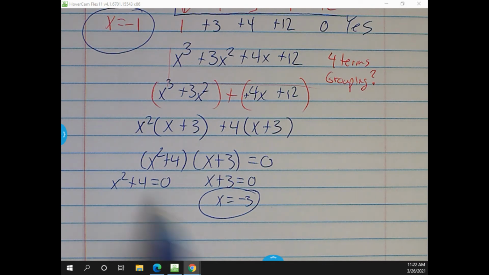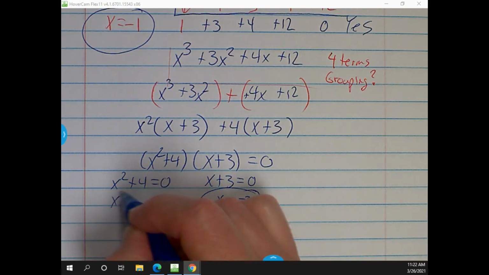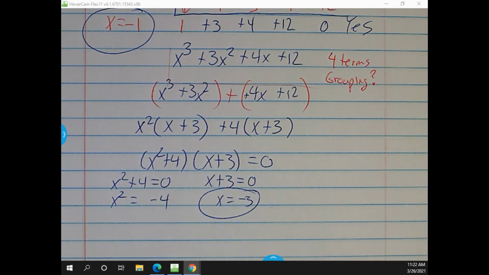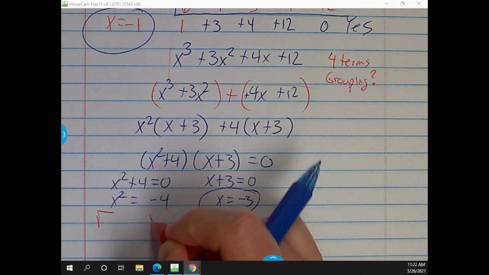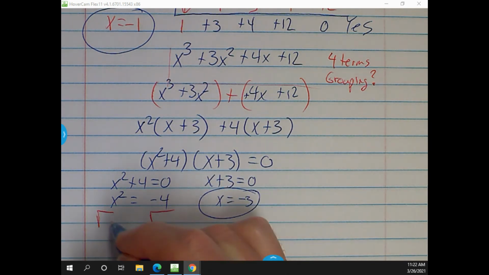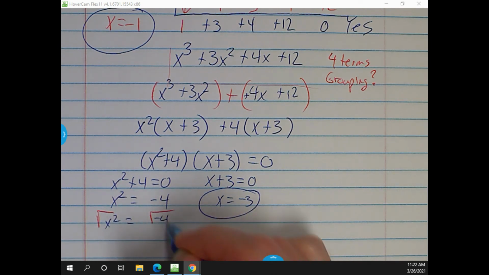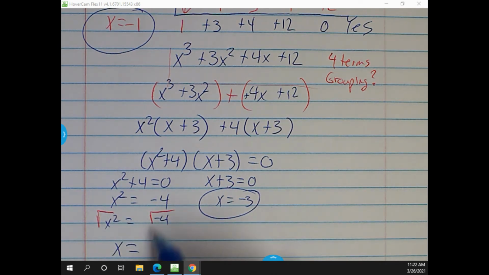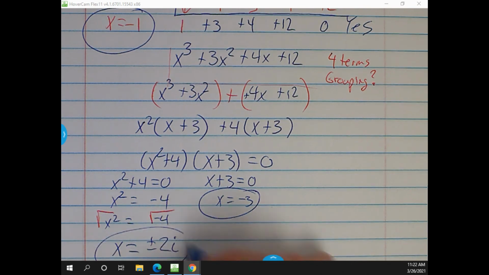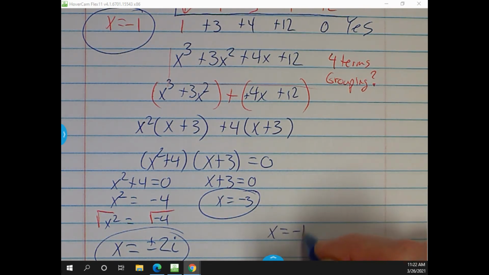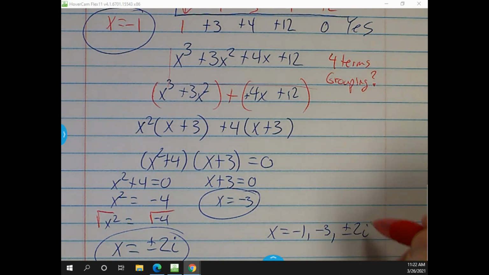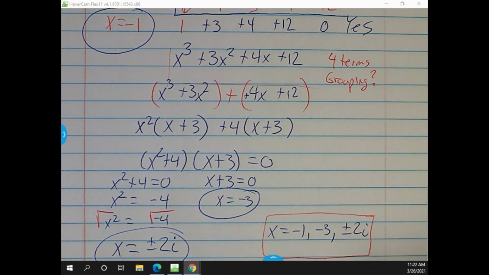This one, again, is a lot like the other problem. We'll subtract 4. And because it's x squared, we're going to square root it. So when you square root negative 4, it's going to make it plus or minus 2, but because of the negative on the inside, that's going to make it a 2i. All right, so if you need all 4 answers, there's all 4 answers.